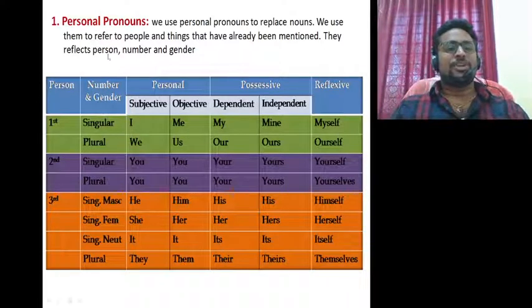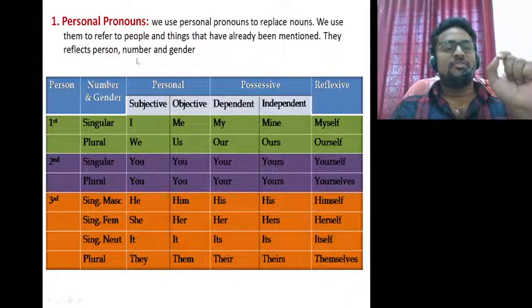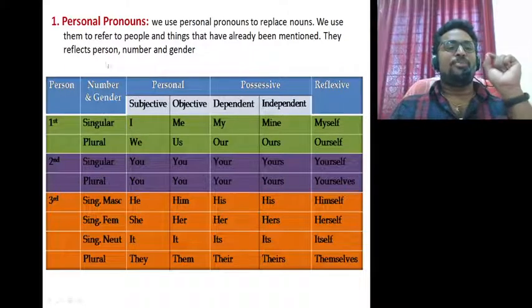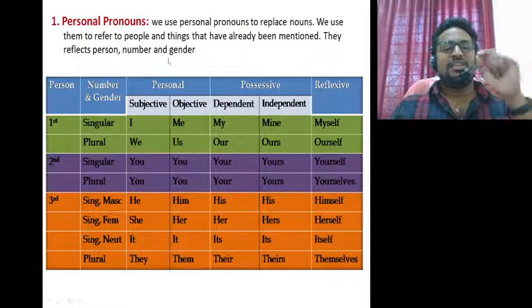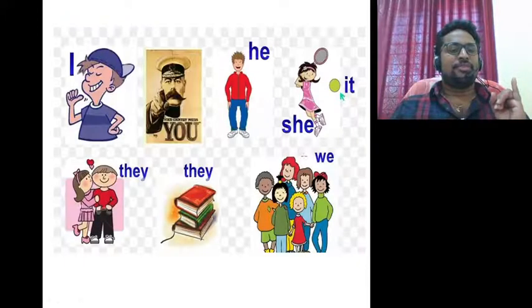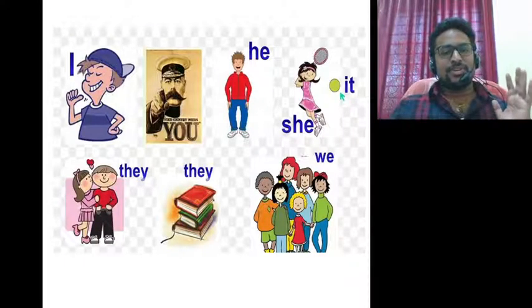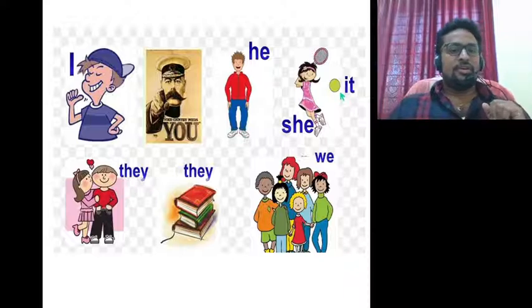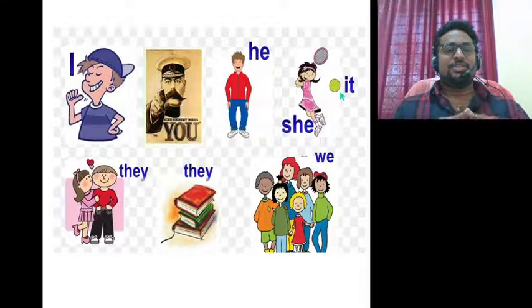Personal pronouns always reflect the person. They may reflect the number, and they may reflect gender. In English, we have three types of person: first person, second person, and third person. What is first person, what is second person, and what is third person? Please don't confuse yourself between the first person, second person, and third person.